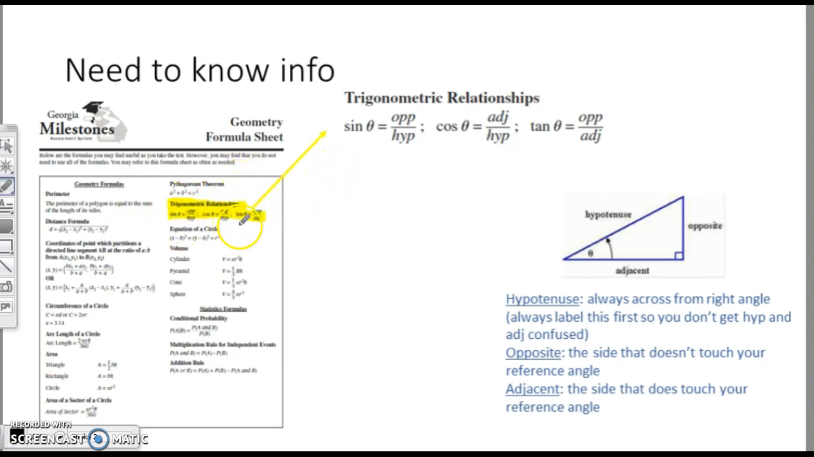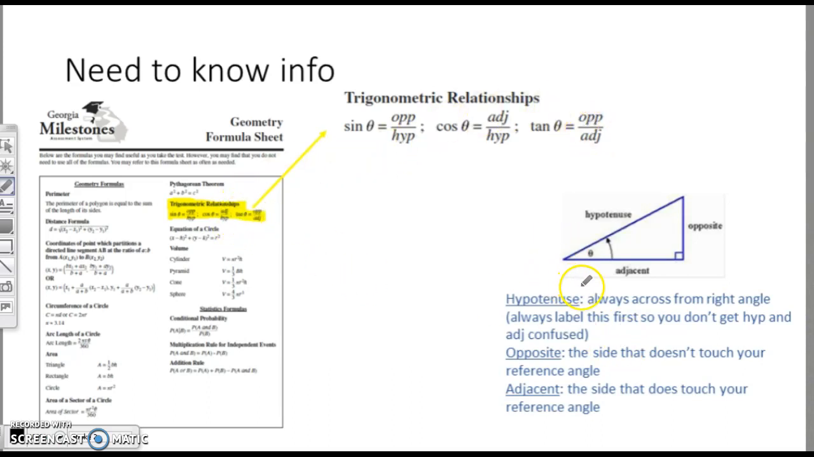So we're going to start talking about trigonometric ratios today. We're going to cover sine, cosine, and tangent, and they're all on your formula sheet. So you don't have to memorize these fractions. You can just refer back to your formula sheet.